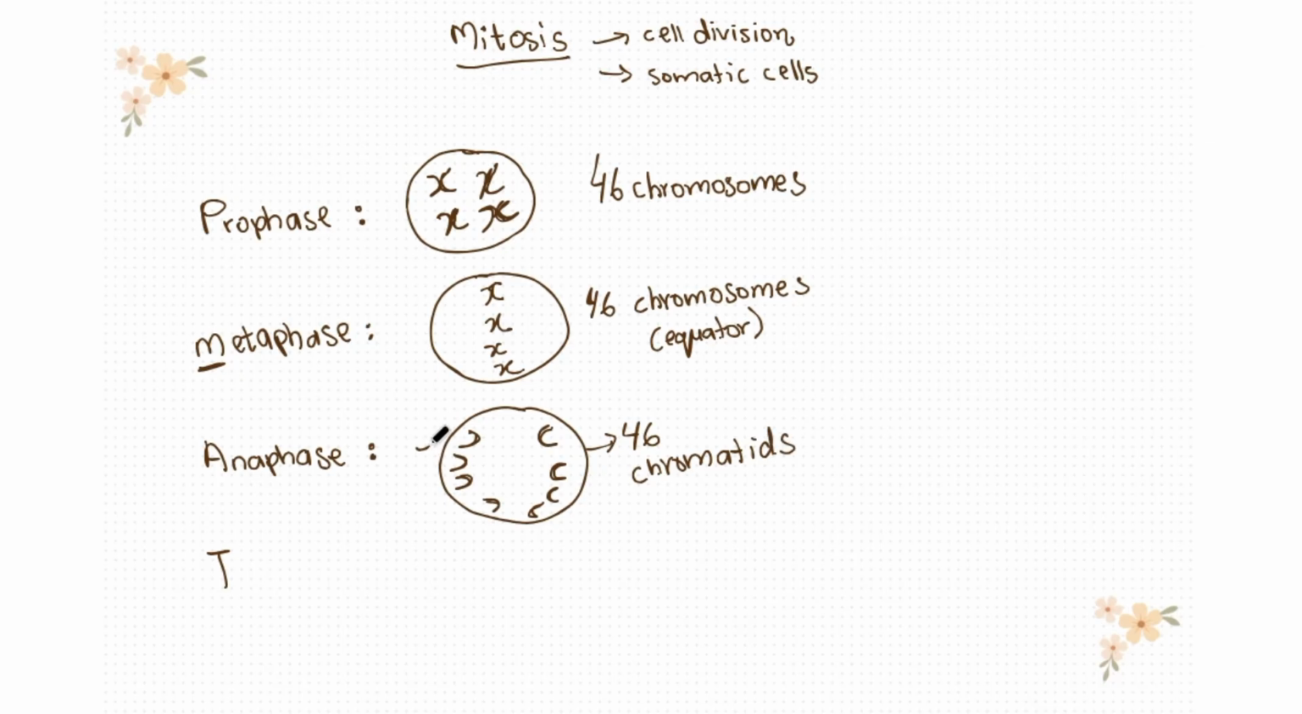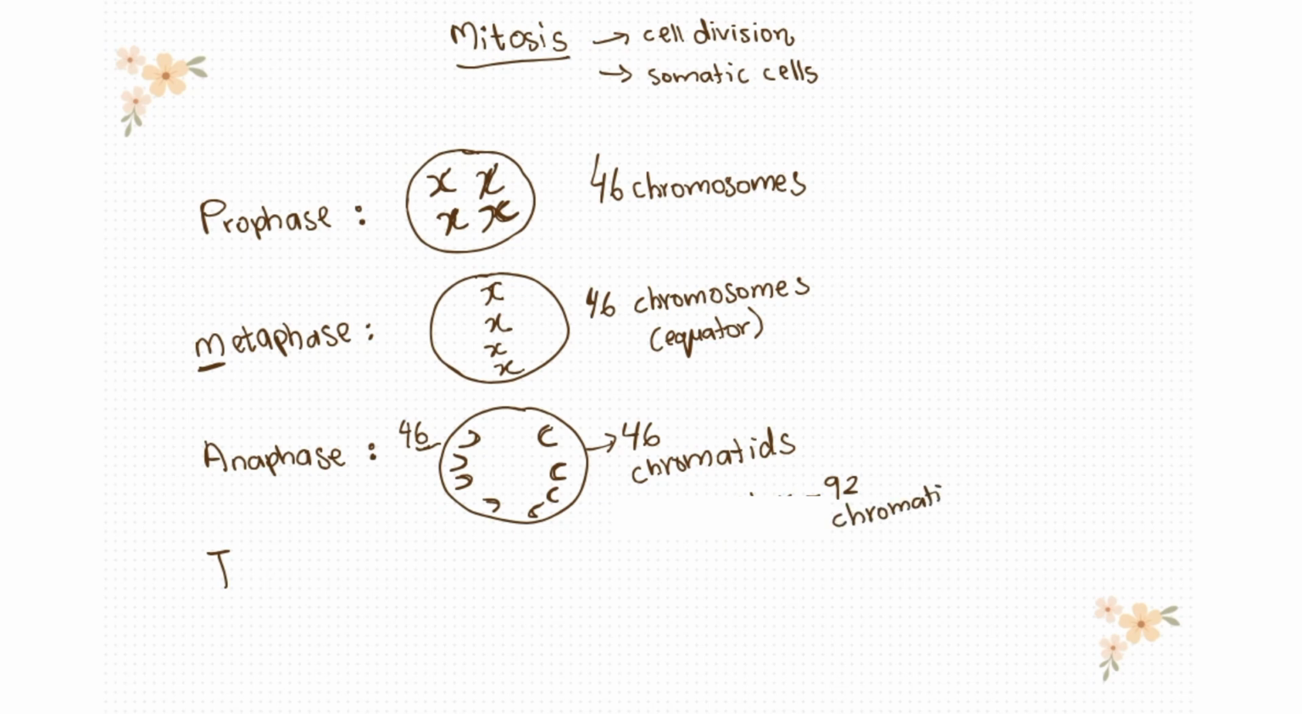And 46 chromatids on the other side. So altogether you have 46 plus 46, which is 92 chromatids. Okay, 6 plus 6 is 12, 1 carried, so 92 chromatids.